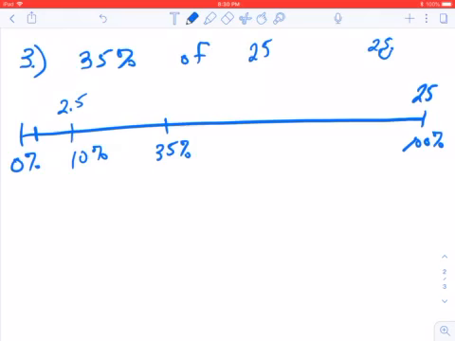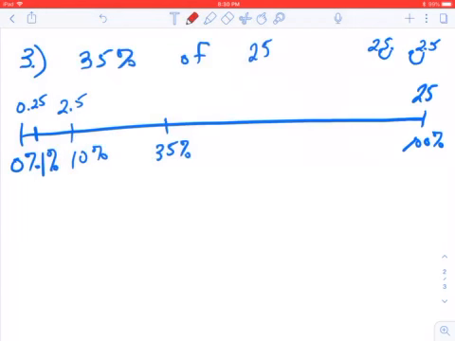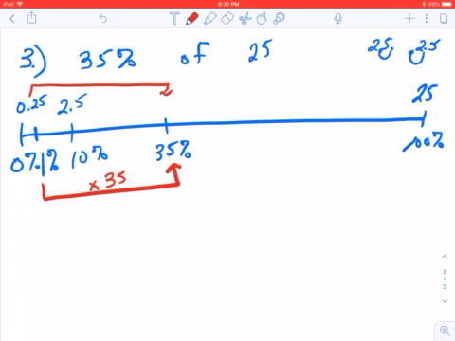And then the 1% amount, you're going to take 2.5 divided by 10. That means you're going to move that decimal 1 to the left. That's going to give you 0.25. Let me change colors. And if we're going to go from 1% to 35%, what do we multiply by? 35.